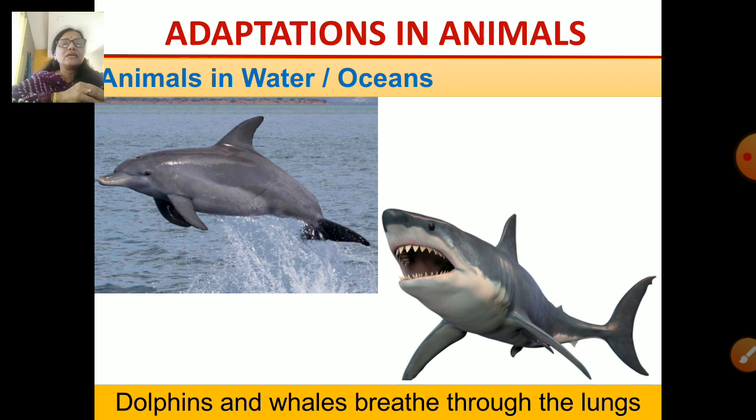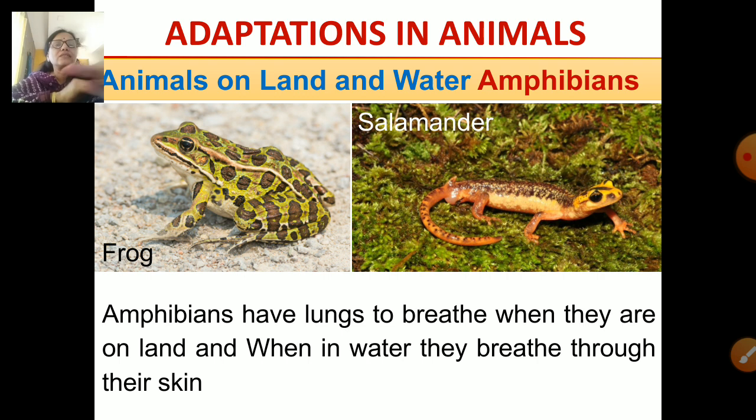See, these are some other animals which are aquatic, like dolphins and whales. But these animals do not breathe through gills. They have got lungs through which they breathe.